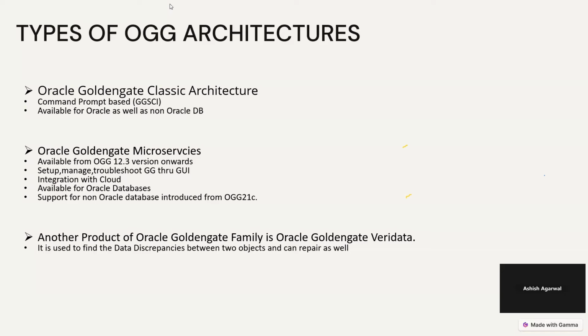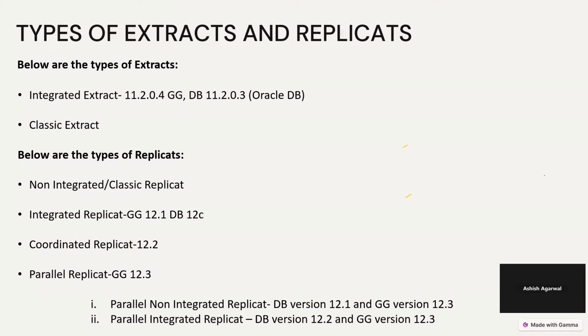But now we'll discuss what is integrated. In GoldenGate, you have different types of extracts and replicats. Extract means the process which extracts, captures the data from the source database. And replicat is the process which applies the data to the target database. So in GoldenGate you have different processes. One is extract, which runs on the source side and captures the data from the source database. Another is replicat, which applies the data to the target database.